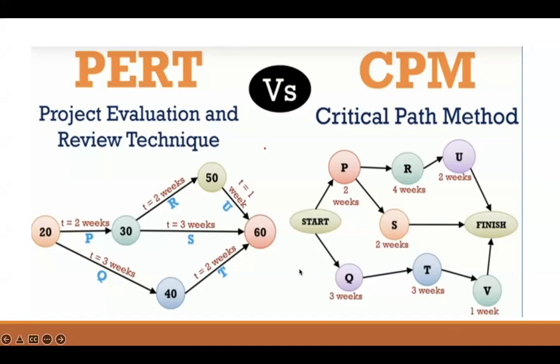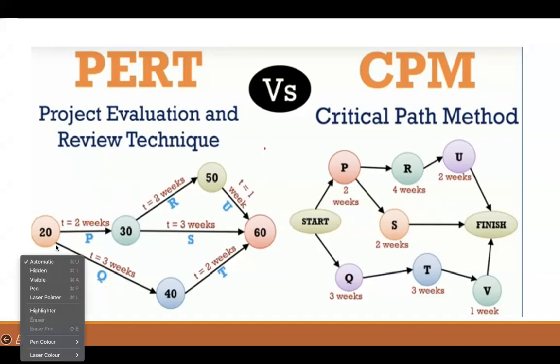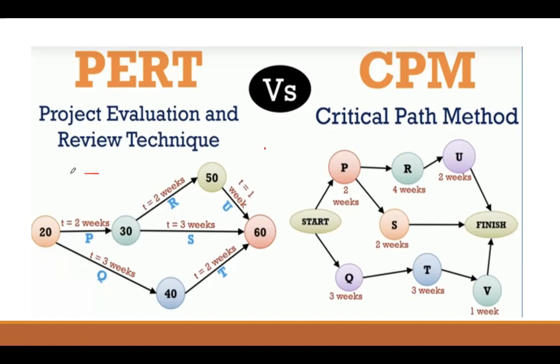So PERT is basically Project Evaluation Review Technique, and we can call it Program Evaluation Review Technique as well. And CPM is Critical Path Method. So you can see both these network diagrams. These are basically your network diagrams, right? These figures are known as network diagrams.